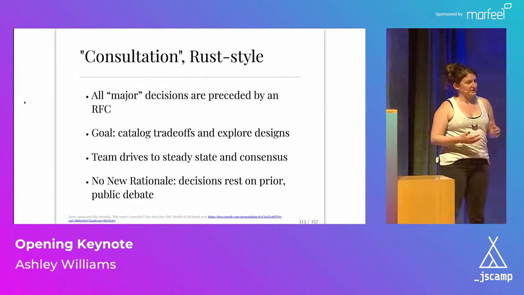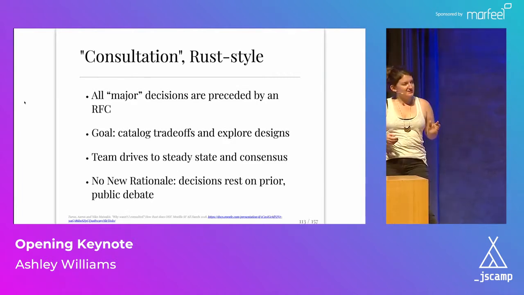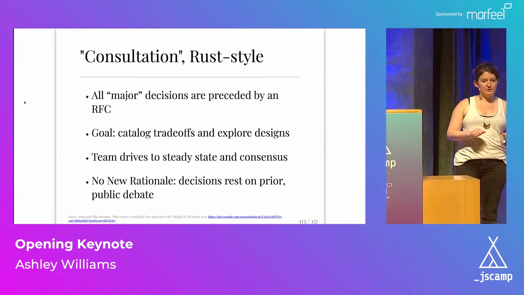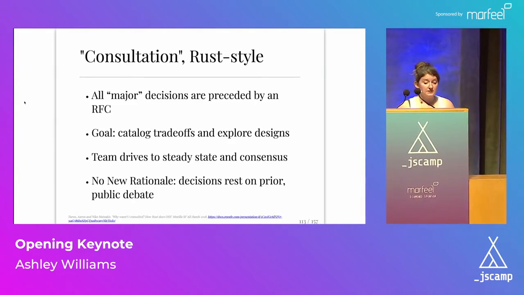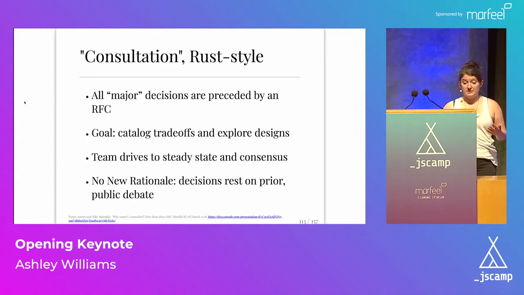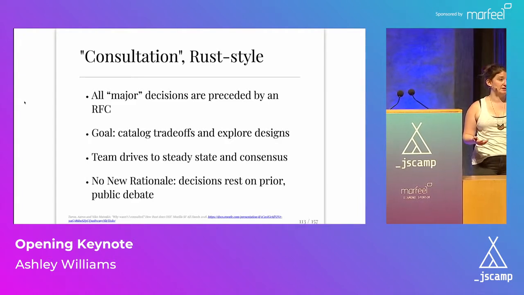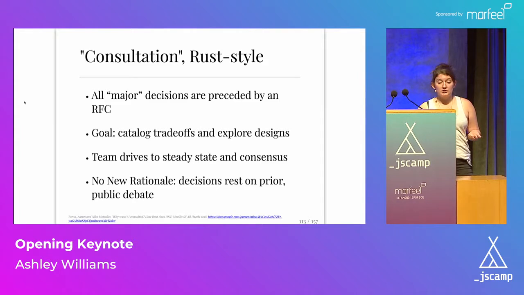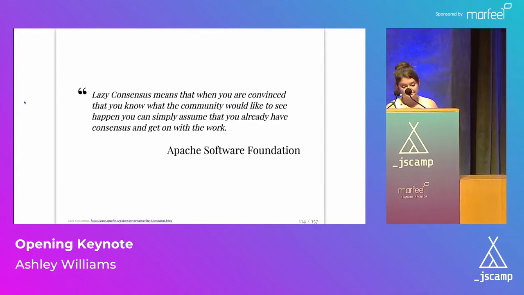And so instead of rejecting that, thinking that this why wasn't I consulted is an unfair attitude, Rust leans in. Rust says, yeah, we do want to consult, and we want to consult with everyone. So in Rust, all major decisions are preceded by an RFC. We spend all of our time writing out goals, making sure that we can catalog trade-offs and explore designs. And we seek consensus, not just on the team, but with all of the community members that participate in the design. And we have this rule called no new rationale, which is that designs need to rest on prior public debate. No going off into a room with a couple friends, making a decision, and then merging the PR. That doesn't happen. It needs to all happen in public.